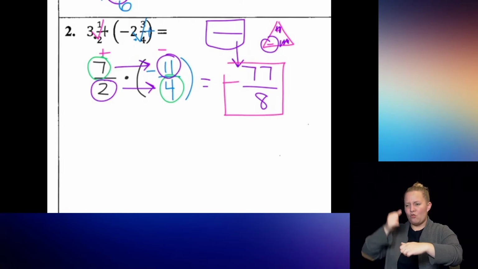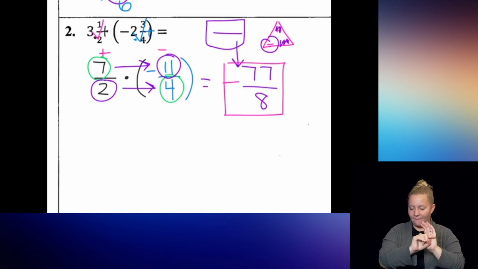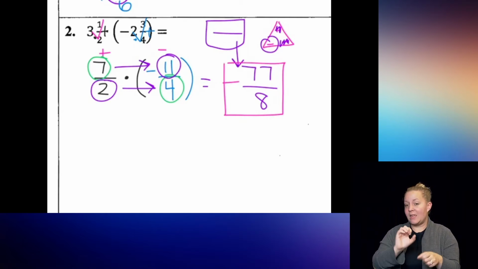You can keep this as an improper fraction, but we can also turn this back into a mixed number, and it is totally your choice.